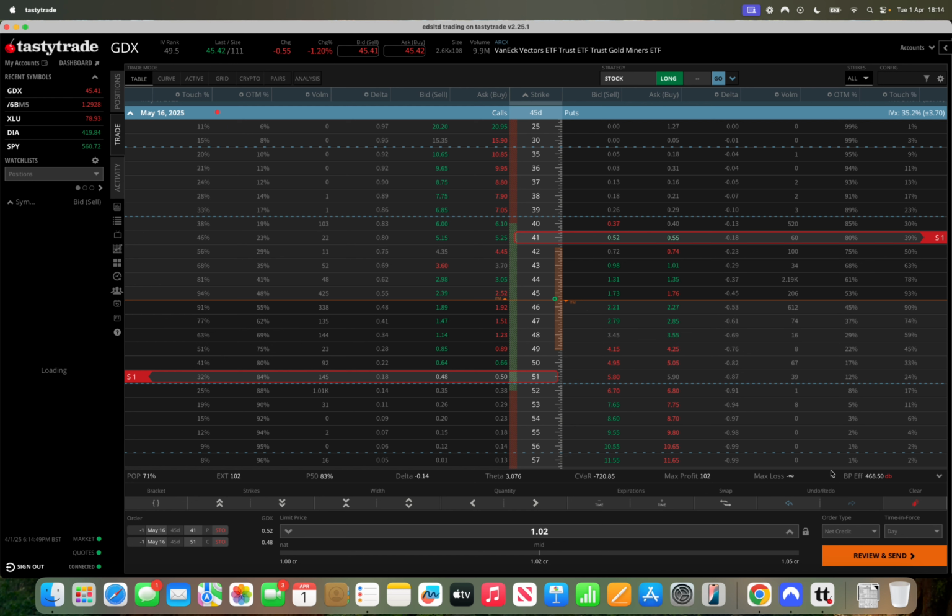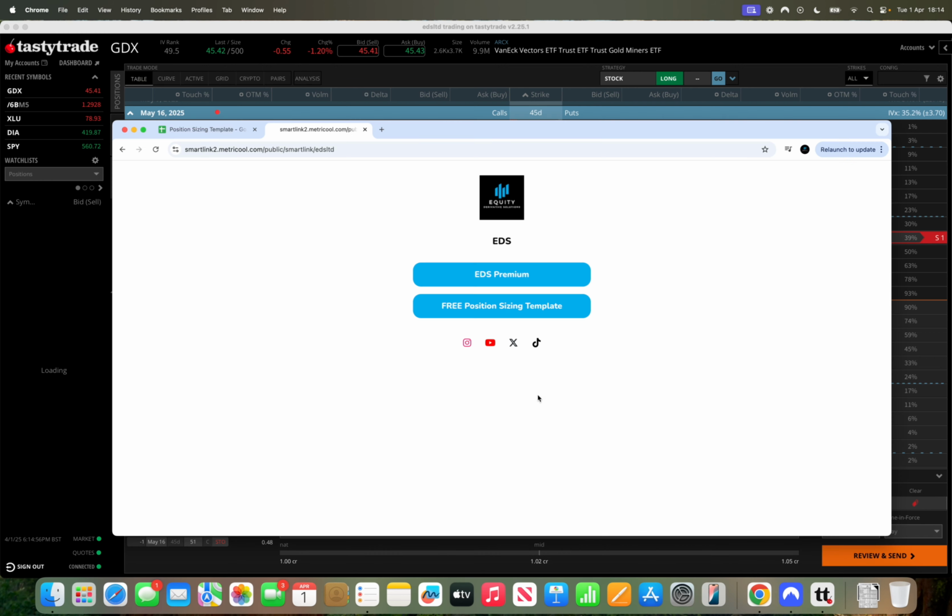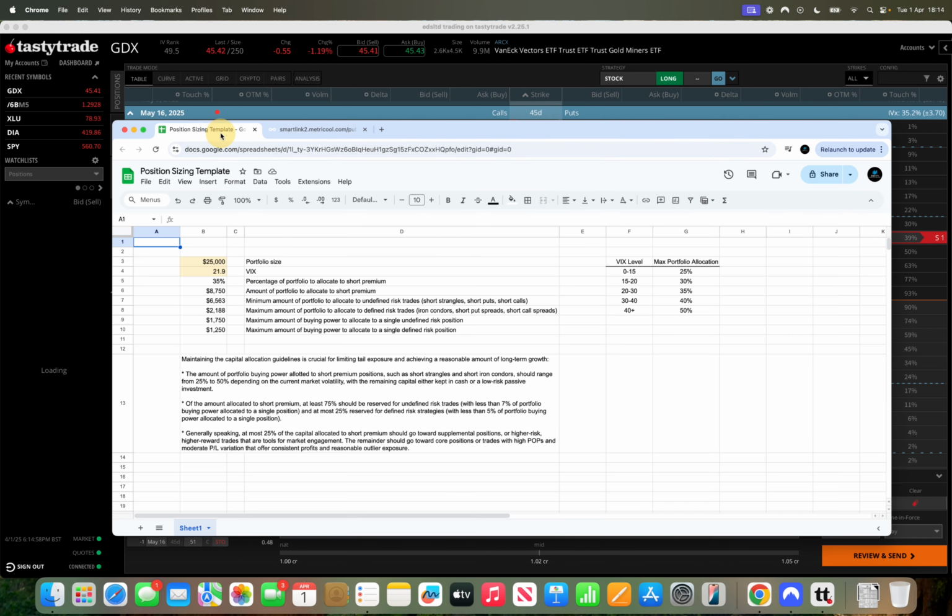Obviously you do need to keep your buying power in check, and your position sizing, and we have created a free position sizing template to help you do that. The link is in the description, and the way it works is you enter in the size of your portfolio. Say if you had a $15,000 portfolio, you enter that, and then you enter in whatever the VIX is. So say if it was 12.6, you enter that, and then everything, as you can see, is going to be calculated for you here. And it's going to tell you exactly how you need to structure your portfolio.